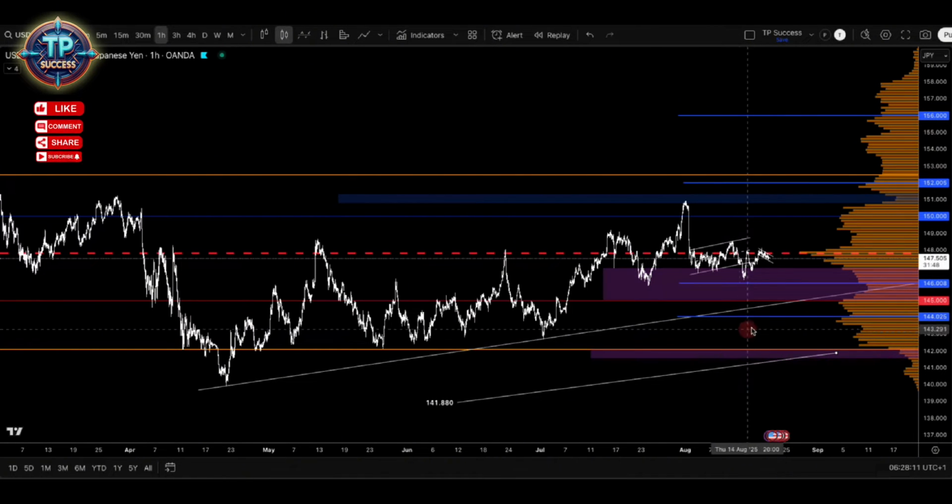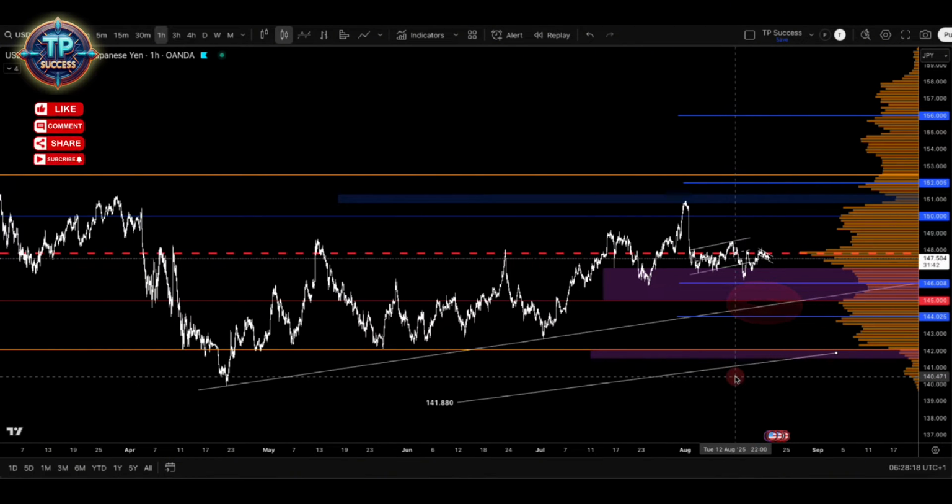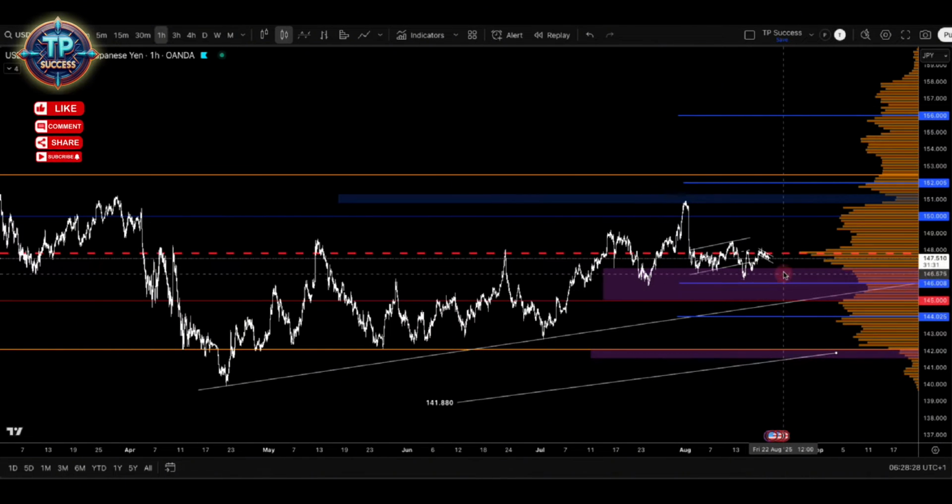And once again, that level in question is the buy zone area, which is here. That is 146.008, and then we have 144.025, and then the sell side, which is where price is. So price is in the middle right now.